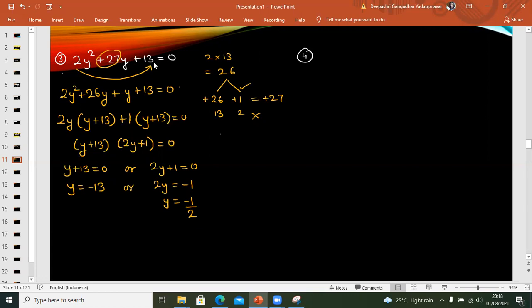Let's solve question 4. Question 4 is 5m square equals 22m plus 15. Let's write it in the form of a quadratic equation first. 5m square, 22m will come to the left. It will change the sign, so it will become negative 22m. Plus 15 will come to the left. It will become negative 15 equals 0. Now this is the quadratic equation and we have to use the factorization method to solve the question.